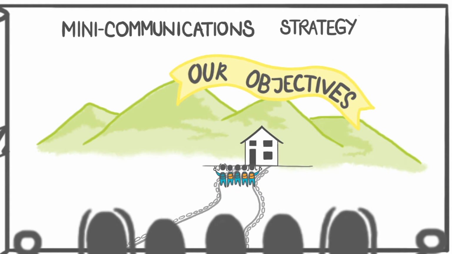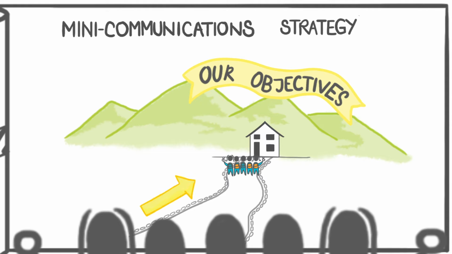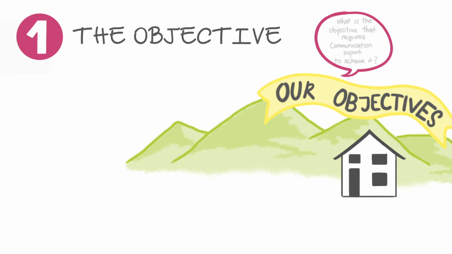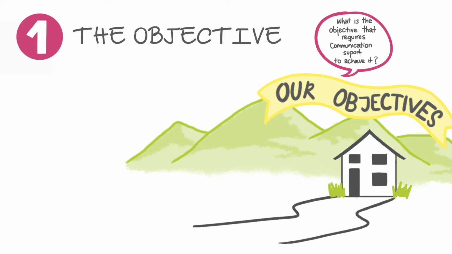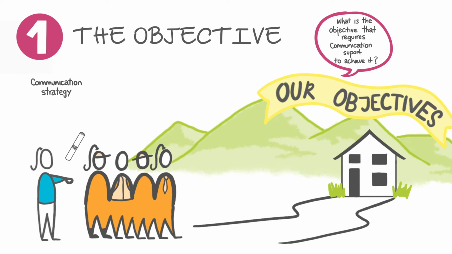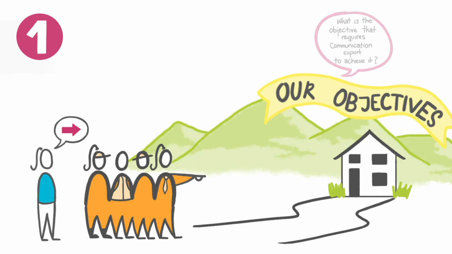Let's begin. The design is based on a 7-step path, and each step is directed by a guiding question. First of all, we identify the objective. What is the objective that requires communication support to achieve it? Not all of the objectives of our projects and processes need a communication strategy to achieve them. The strategy is applied when it is necessary to convince someone or give them an effective message so they act in a particular direction and help us achieve the objective.